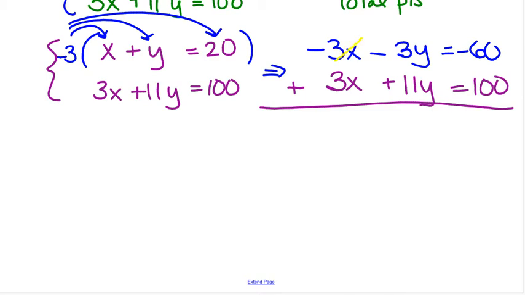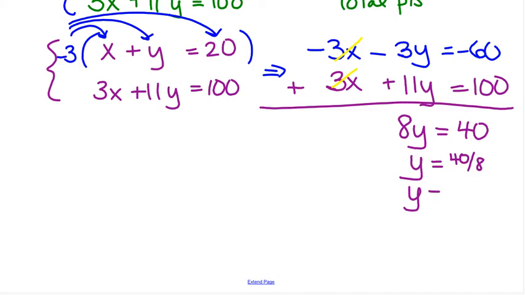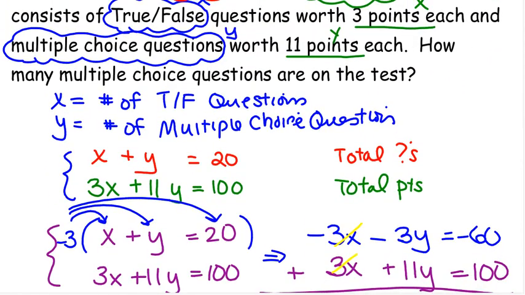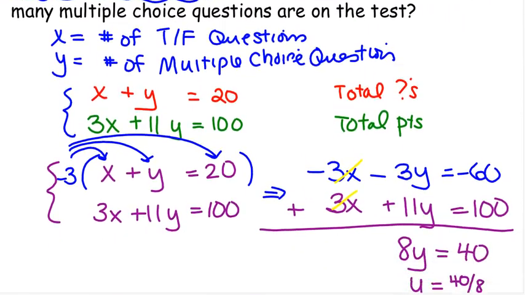Notice a positive 3x and a negative 3x cancel out. Now we're going to go ahead and add negative 3y plus 11y gives us 8y, and then negative 60 plus 100 is 40. What we've done is we've eliminated the x variable. We're going to now solve it for y. So we're going to divide both sides by 8. And we get y equals 5. Do you remember what y represents? We head up to the top. y represents the number of multiple choice questions.